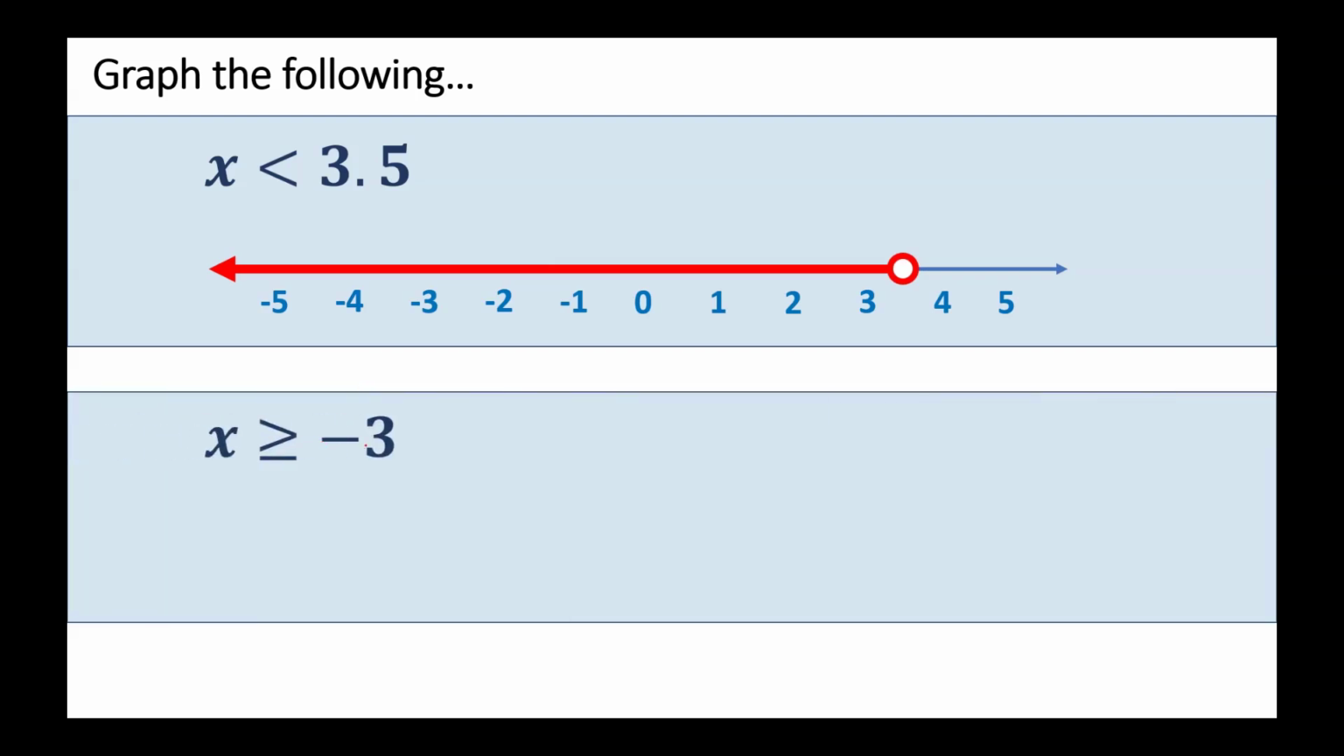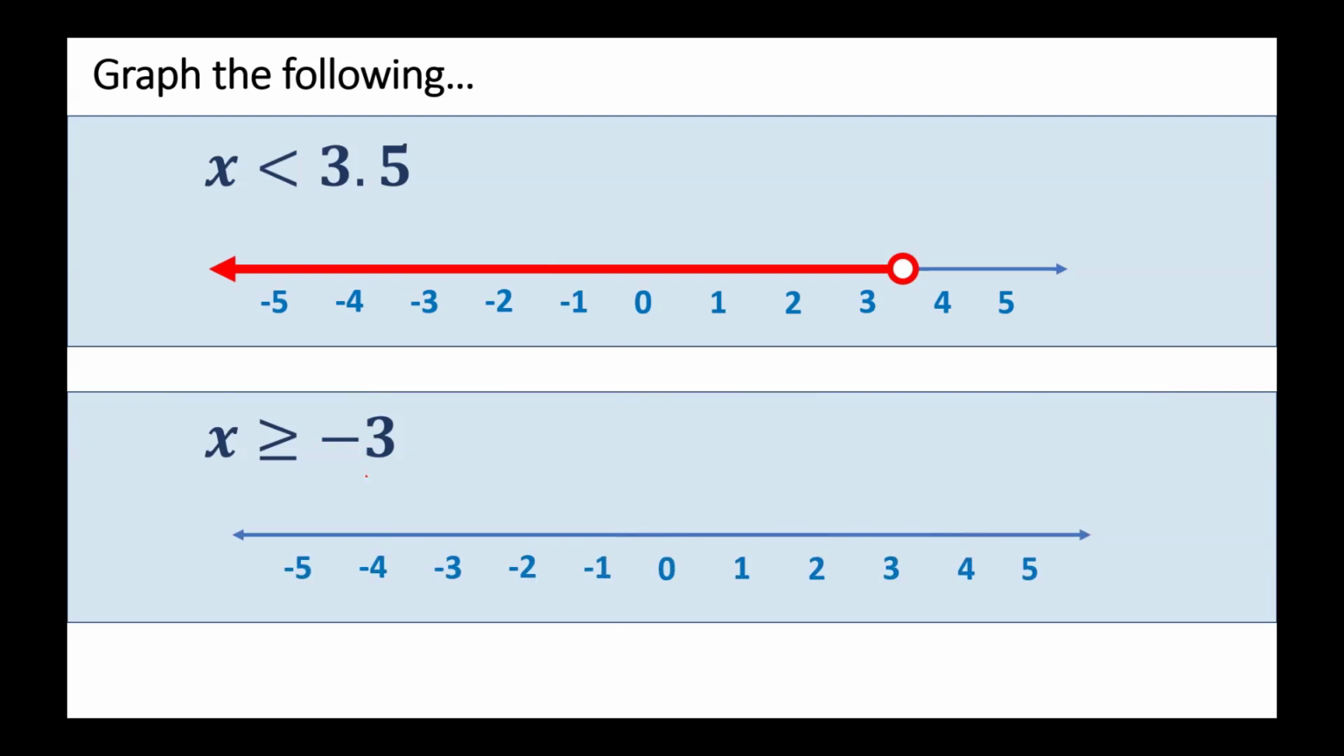Now, if x is greater than or equal to negative 3, let's find negative 3 on our number line. It's right here. I completely fill in the circle because I'm greater than or equal to negative 3. And now a number greater than negative 3 could be negative 2, it could be 3. So I just shade it in the opposite way.